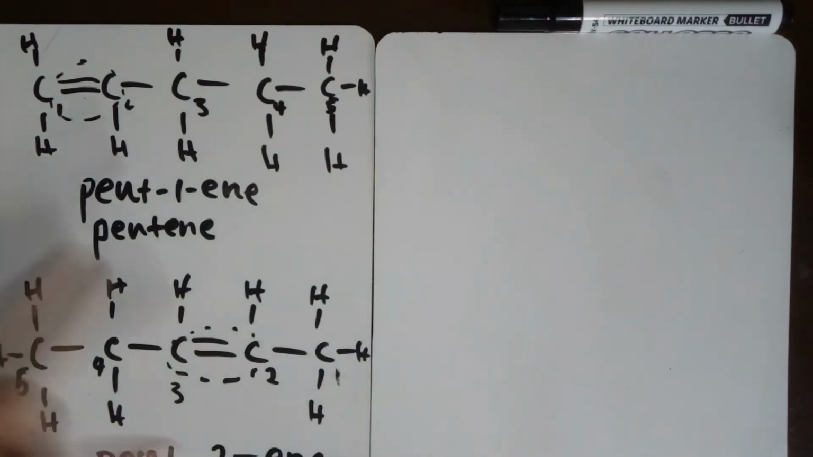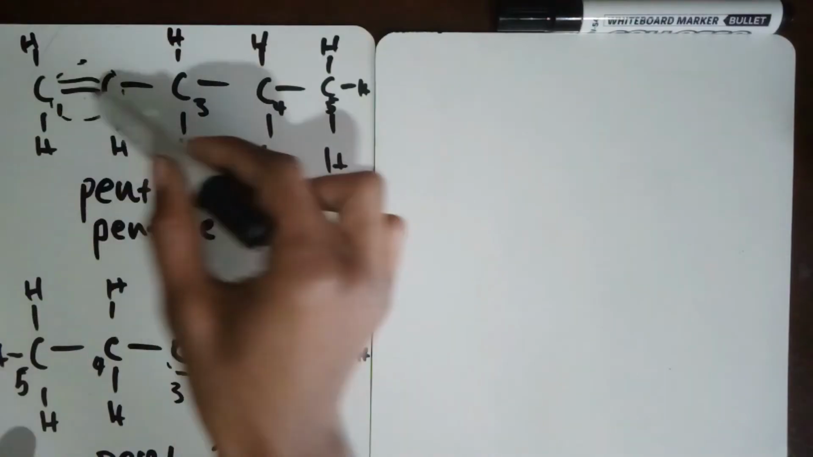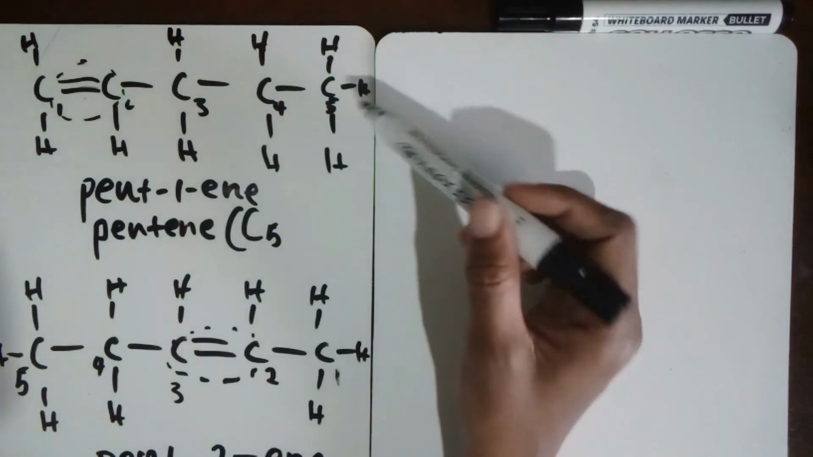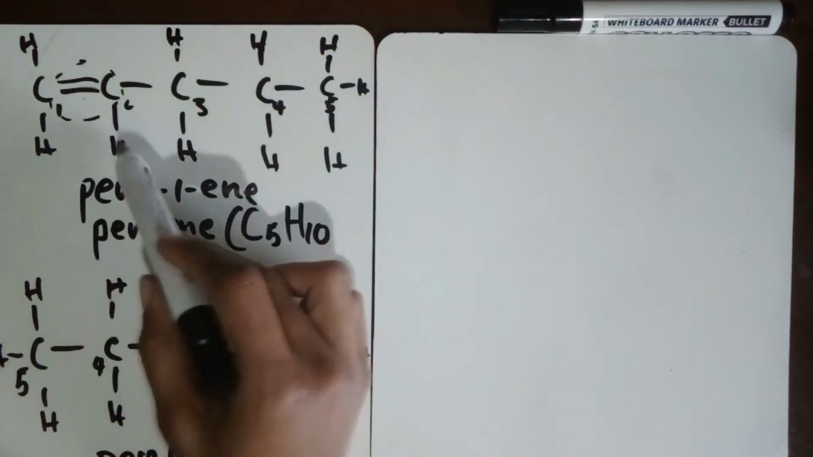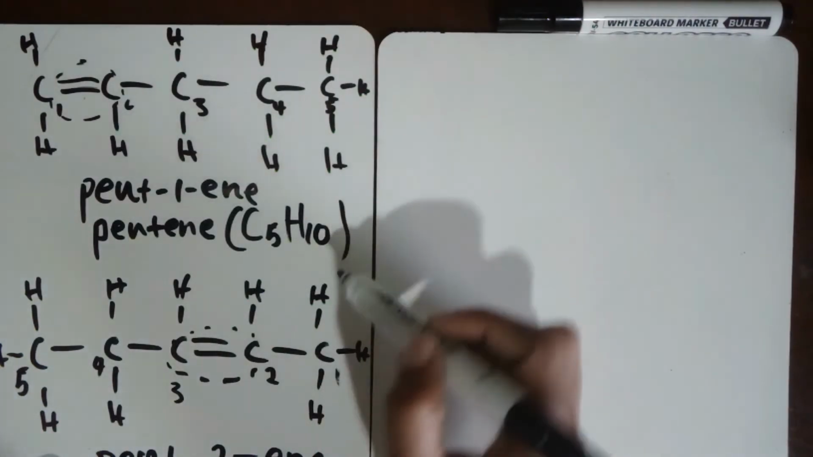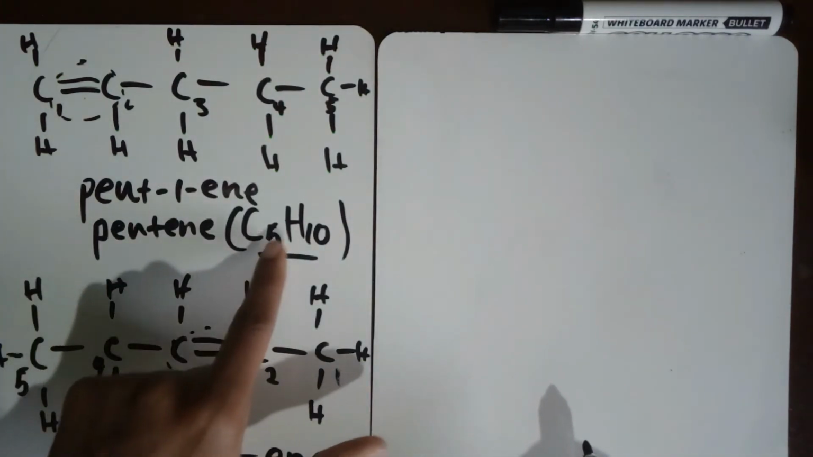So now let us write the molecular formula for this and this. How many carbon atoms do we have? We have 5. How many hydrogen atoms? It's going to be 10. So it's going to be C5H10. Let me count them: 1, 2, 3, 4, 5, 6, 7, 8, 9, 10. Right? So the molecular formula for pent-1-ene is C5H10.